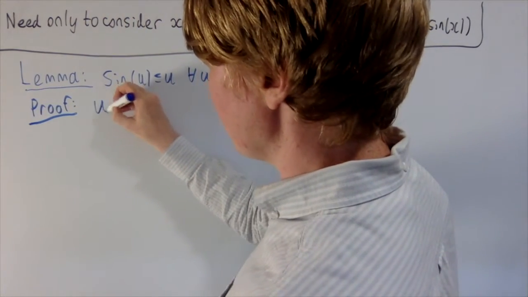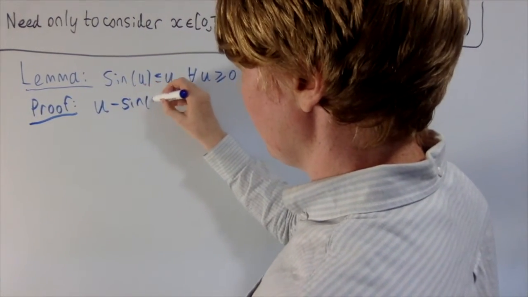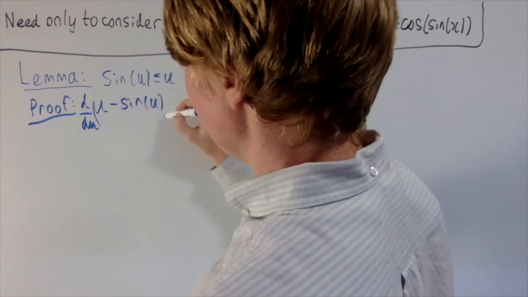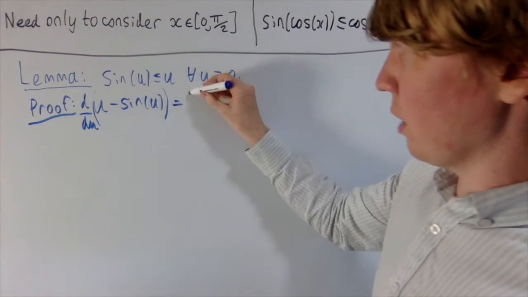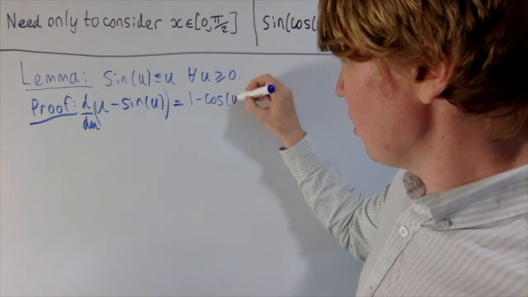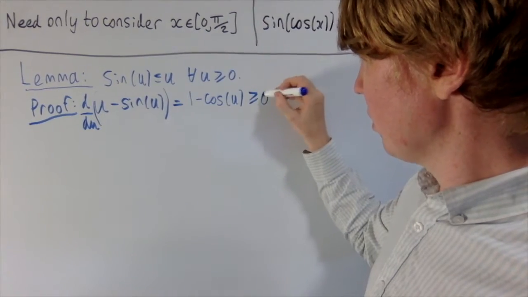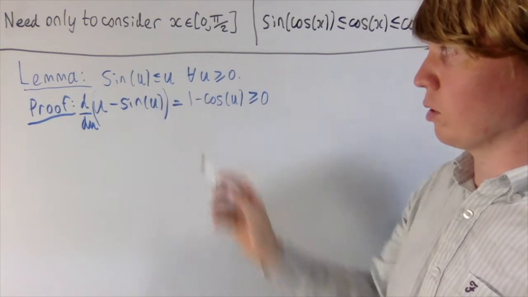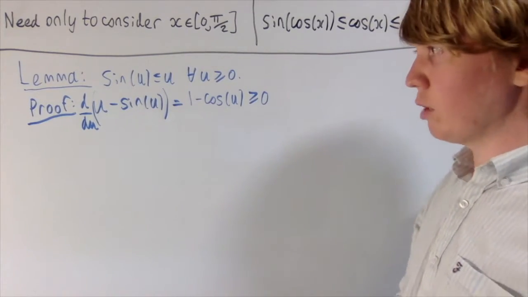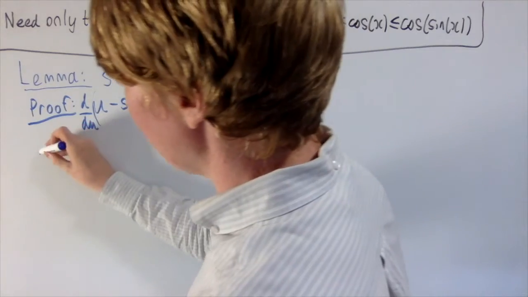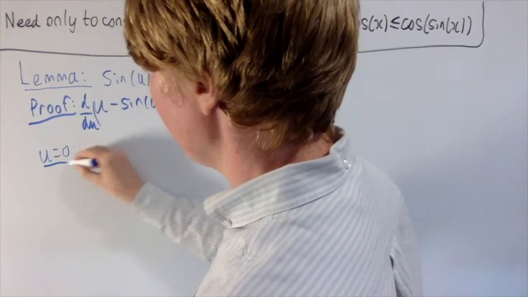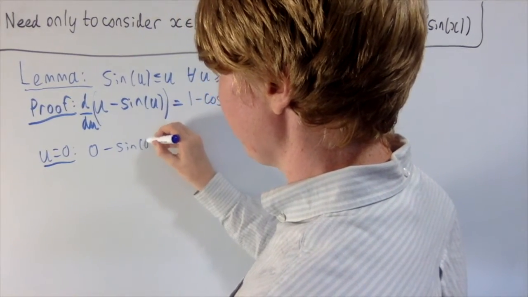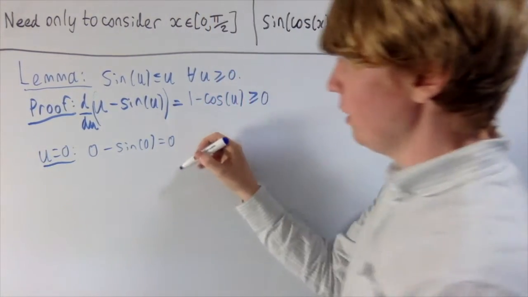Basically, you can show that u minus sine of u, if you differentiate this with respect to u, then you'll get 1 minus cos of u, and this is always greater than or equal to 0. This is an increasing function then, so u minus sine of u is always an increasing function. And then if you look at what happens when u equals 0, well, when u equals 0, you've got 0 minus sine of 0, which just gives you 0 again.